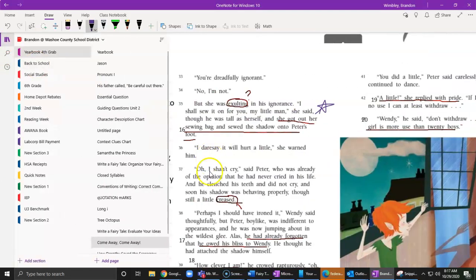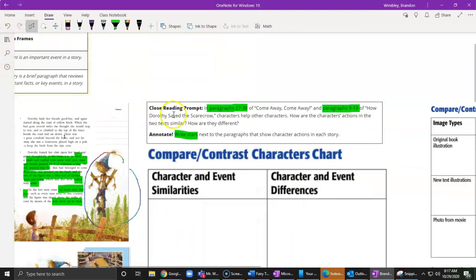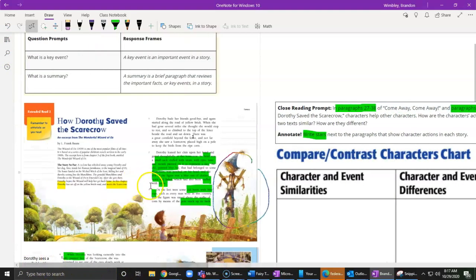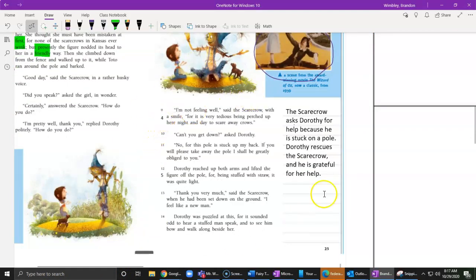So we have those two stars that we put in. It was about how Wendy did what? She sewed that shadow on to help. So now we're going to read those paragraphs 9 to 13 about Dorothy and the Scarecrow and see how she helps him. So 9 to 13 in this section.